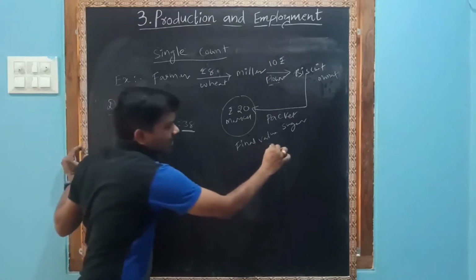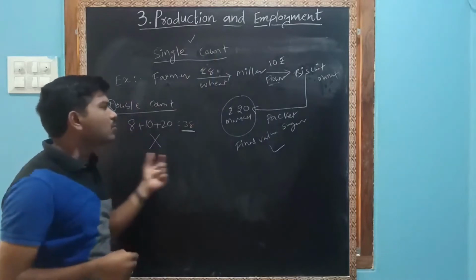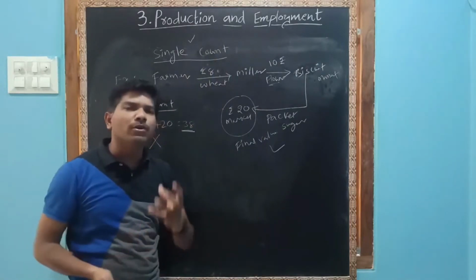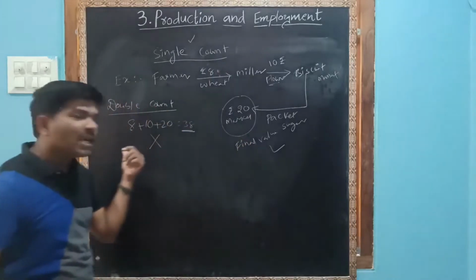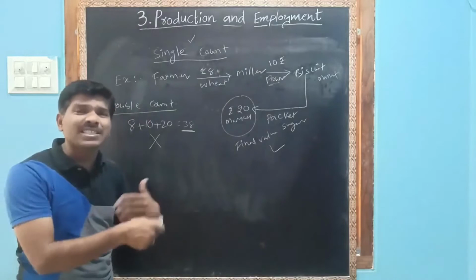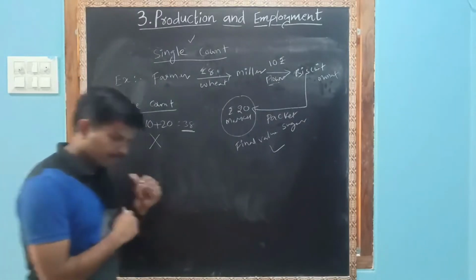Single counting is the right method. Double counting is the wrong method. We need to know the value of the goods and services, and only the final value we have to count. Wherever the product was transformed, we need not count it. So you have to remember that.